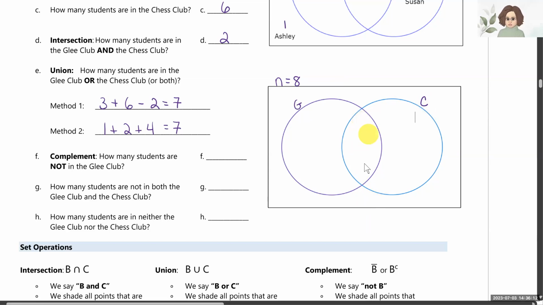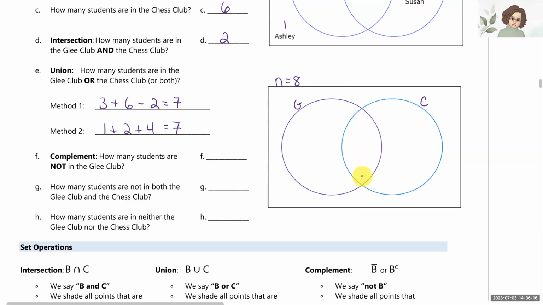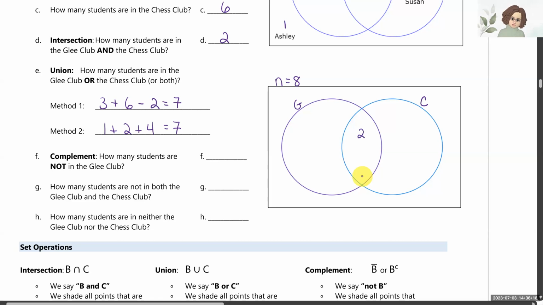And then when we start building our own Venn diagrams, we generally will start at the intersection and work our way out. So I had 2 students in the intersection. Instead of writing their names, I'm just going to draw 2 dots there. That was Michael and Eric. And then I had 1 more student there who was in the Glee Club, but not part of the chess club. So that's where we got our 3.